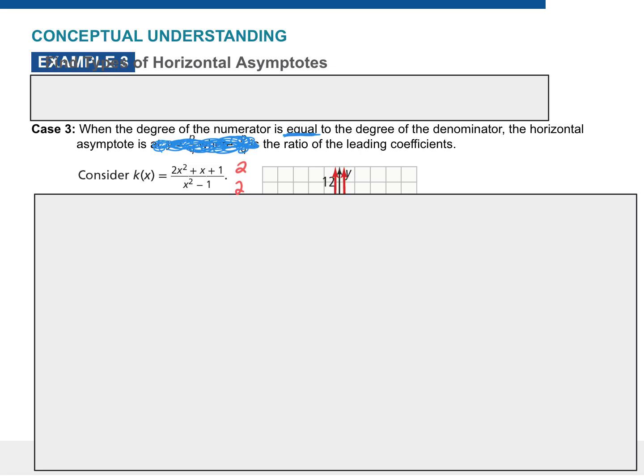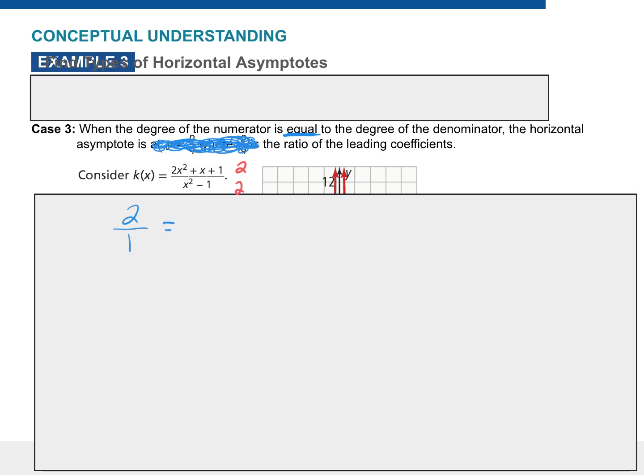What does a ratio mean? Think like a fraction, right? We're going to be dividing. Okay? What is a leading coefficient? It's the first number. What's the leading coefficient of the numerator? 2. What's the leading coefficient of the denominator? 1. So, to find our horizontal asymptote, we're just going to take 2 divided by 1.